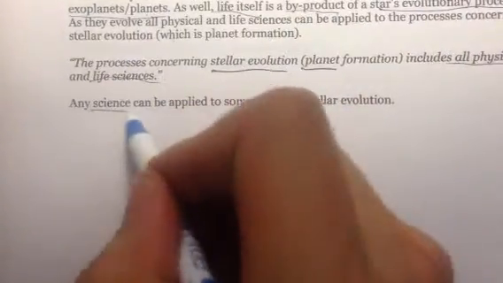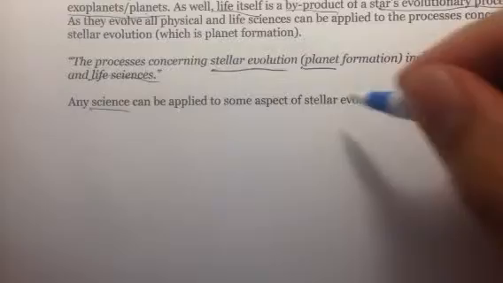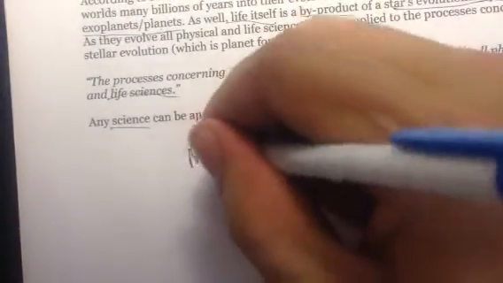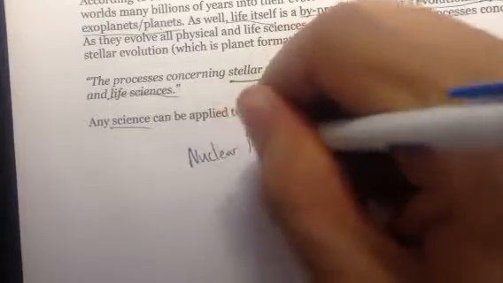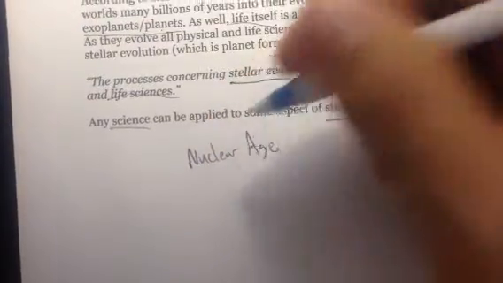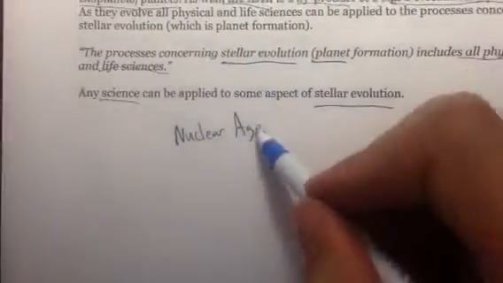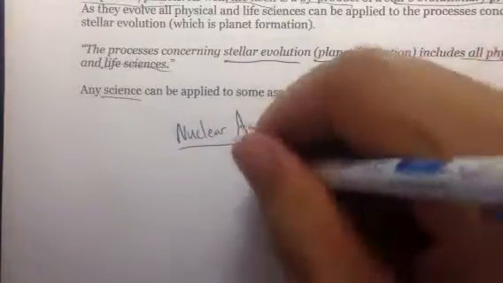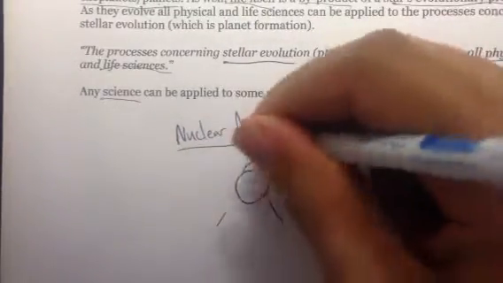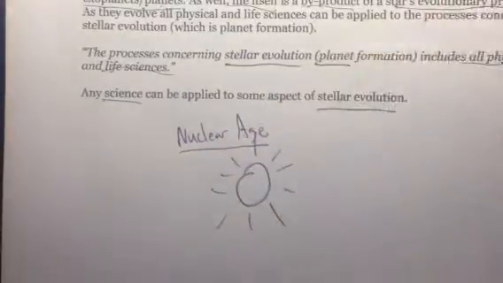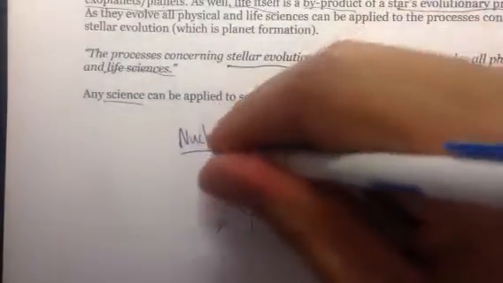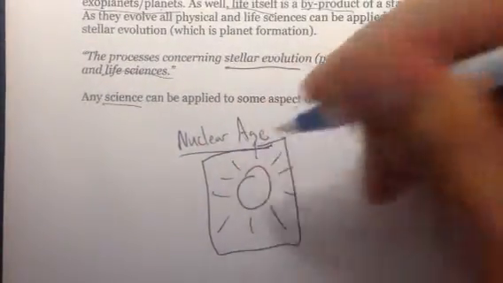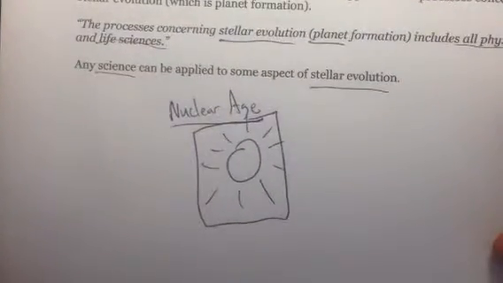Basically, any real science can be applied to some aspect of stellar evolution. And what's happened is the nuclear age, I have another paper here I'll go over in another video. The nuclear age made it to where stars were nuclear powered and nothing else really applied to them. That's what you call putting something in a box. They put the stars into boxes.